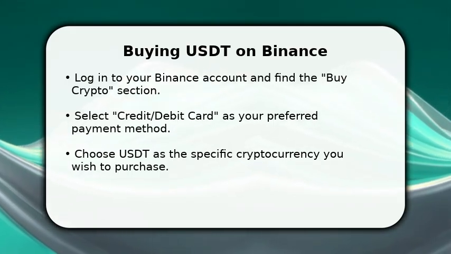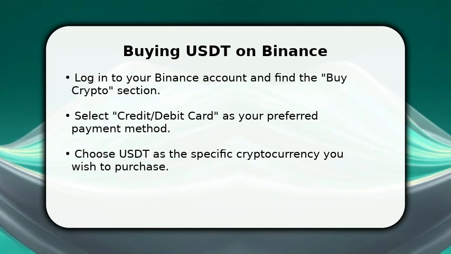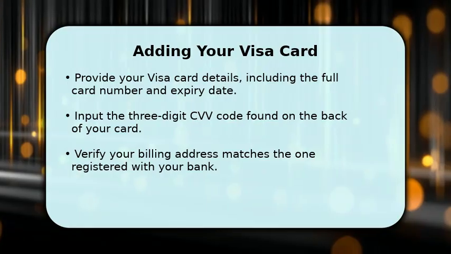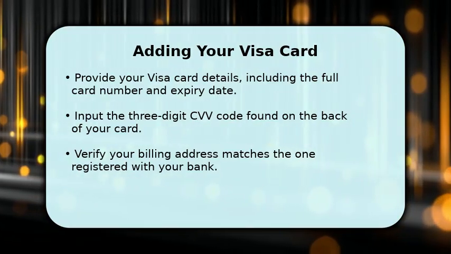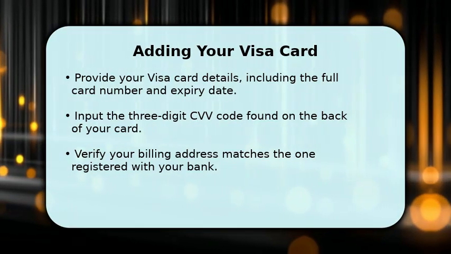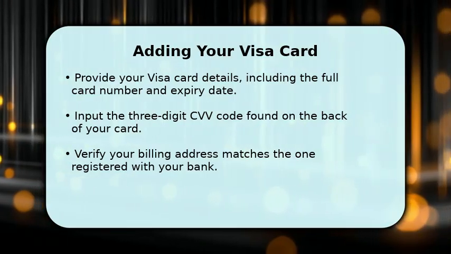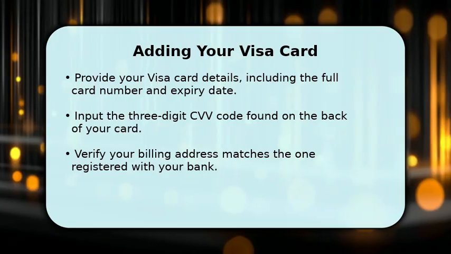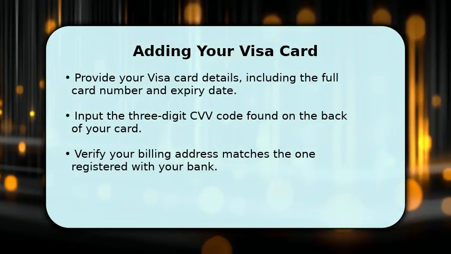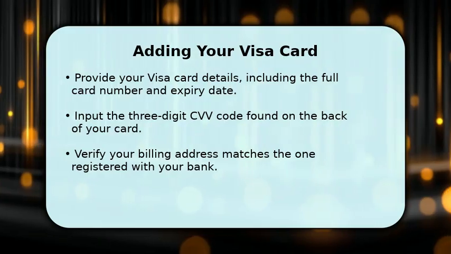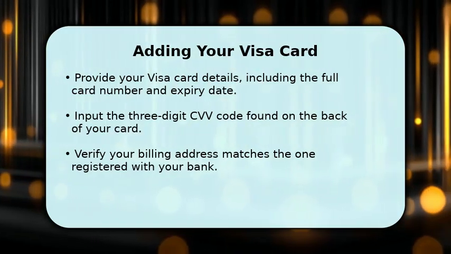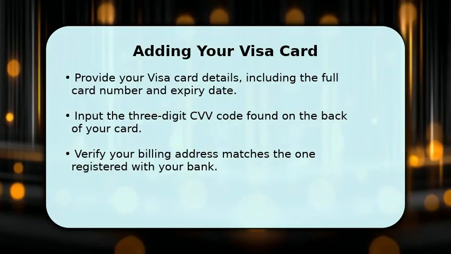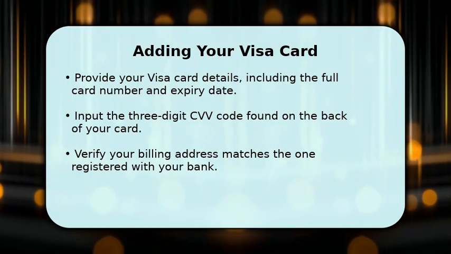This process is straightforward and designed for ease of use. Once you've selected your payment method, you'll need to add your Visa card details. Carefully enter your card number, the expiration date, and the 3-digit CVV code. It's crucial that your billing address precisely matches the address linked to your bank account to avoid any issues. Binance may also prompt you to complete a quick identity verification step to ensure security and compliance. This helps protect your transactions.